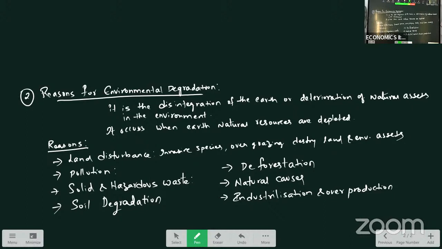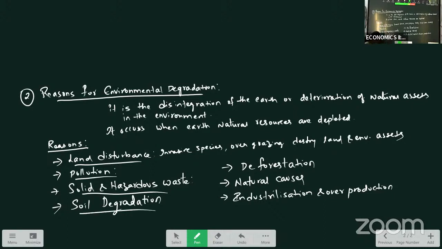Also, industries through smoke, sound and all, are degrading the environment. So it is having an effect on our land. So these points you write down for environmental degradation. Land disturbance: species overgrazing and all destroy the land and environmental assets. Pollution: air, water and noise pollution causing damage to the environment. Solid and hazardous waste which is released in the environment causing damage for our environment.